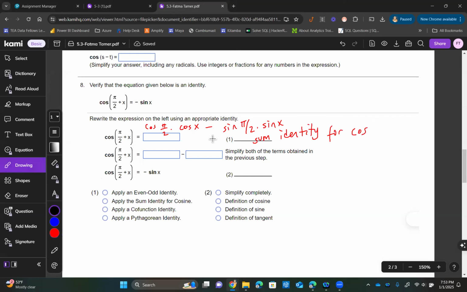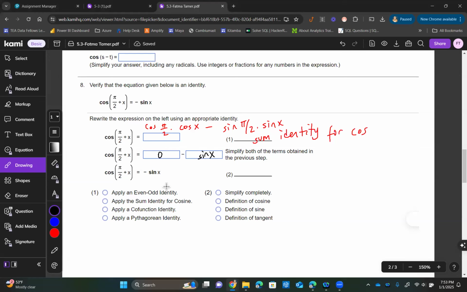After we finish this first line, we're going to simplify both the terms obtained in the previous step. So cosine of 90 is 0. Since this is 0 times cosine of x, which is simply 0, because 0 times anything is just 0. And sine pi/2 is 1. So 1 times sine of x is just sine of x. And 0 minus sine of x is just equal to negative sine of x.